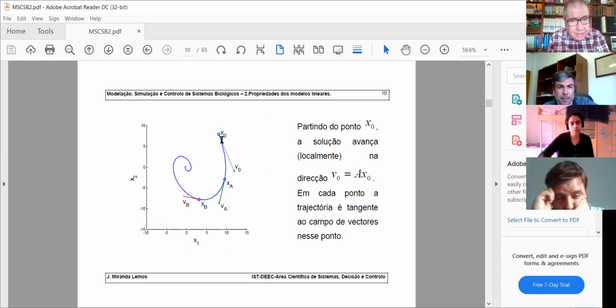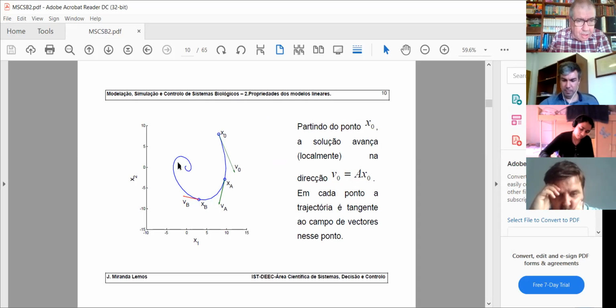So you end up with something in which these directions Ax are tangent to the solution, to the orbit. You move along a trajectory. At any point, you are moving in this direction, but once you move a little bit, this changes because you are in another state. At any point, the quantity Ax0 is a vector that is tangent to your trajectory.